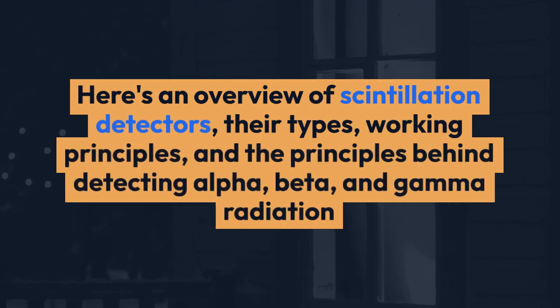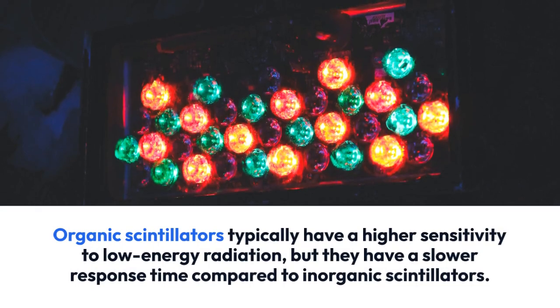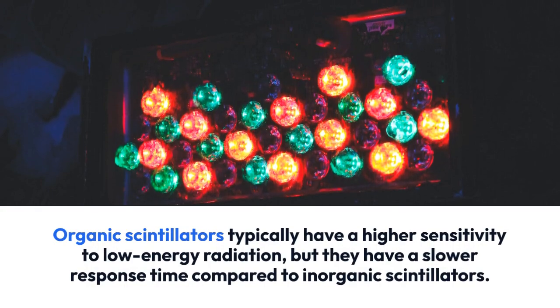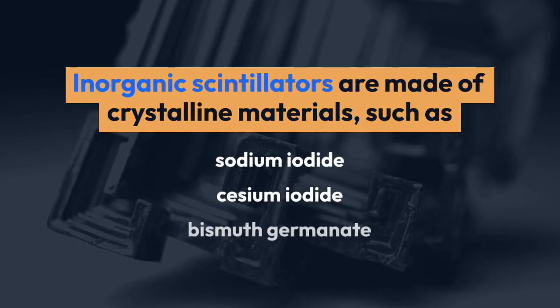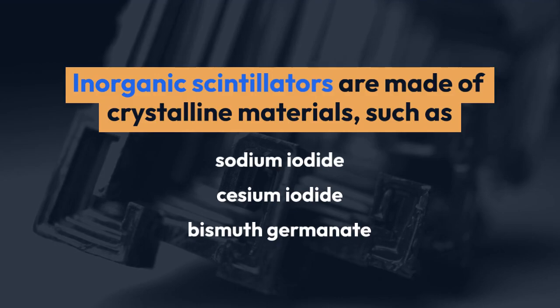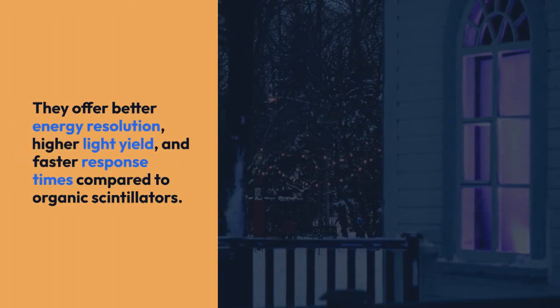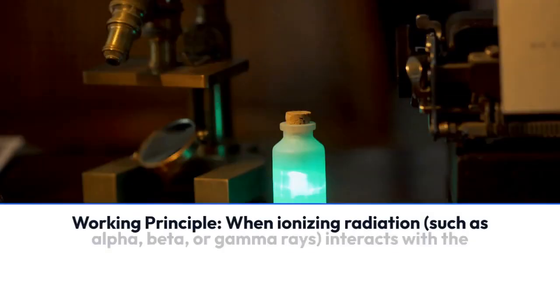Here is an overview of scintillation detectors, their types, working principles, and the principles behind detecting alpha, beta, and gamma radiation. Organic scintillators typically have a higher sensitivity to low energy radiation, but they have a slower response time compared to inorganic scintillators. Inorganic scintillators are made of crystalline materials such as sodium iodide, cesium iodide, and bismuth germanate. They offer better energy resolution, higher light yield, and faster response time compared to organic scintillators.